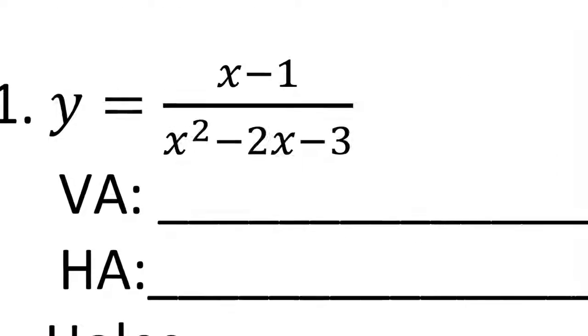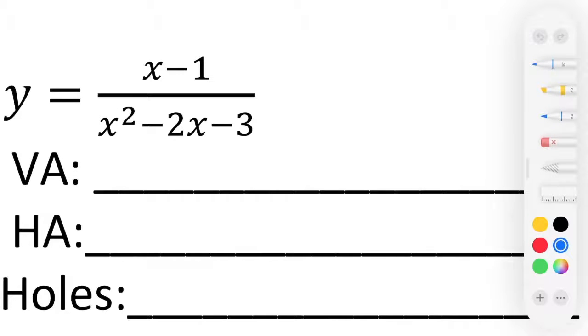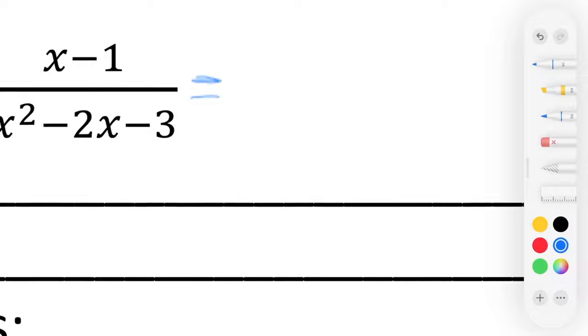So in our first one, we are going to factor this. So we want to factor everything out so we can figure out what our x's equal, what our y's are, and if there's any common factors. So for our numerator, what does it look like? For our numerator, it is already factored, so it is x minus 1.